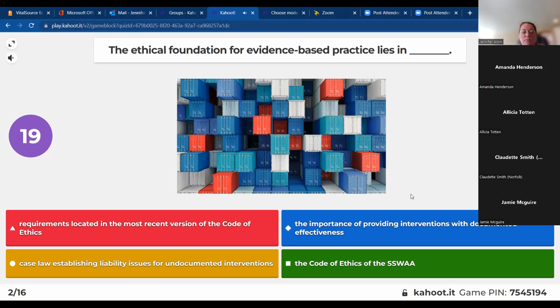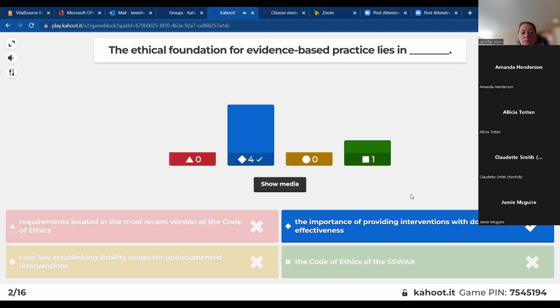Ethical foundation for evidence-based practice lays in what? Alrighty, so most of us got that one. That's providing interventions. We have to believe that our evidence-based practice, the ethical belief behind that, has to work, right? Because otherwise evidence-based practice is invalid.